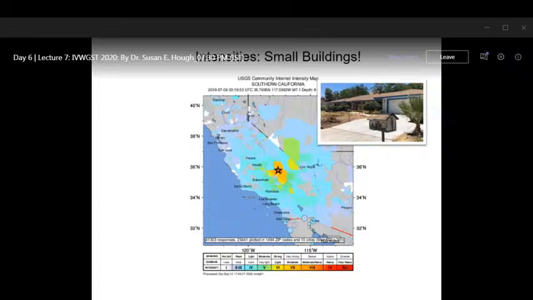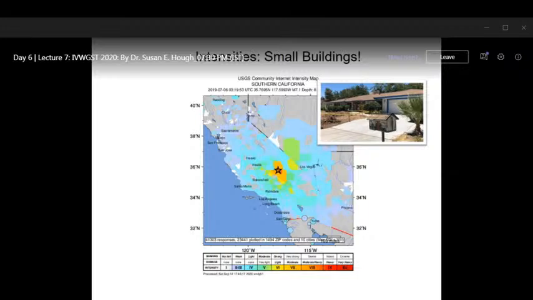But an intensity map is not showing you shaking at 10-second period. It's showing you what the shaking is at the frequencies that affect houses like this mostly. It's showing you shaking at maybe 3 hertz to 8 hertz. So there's already a disconnect.